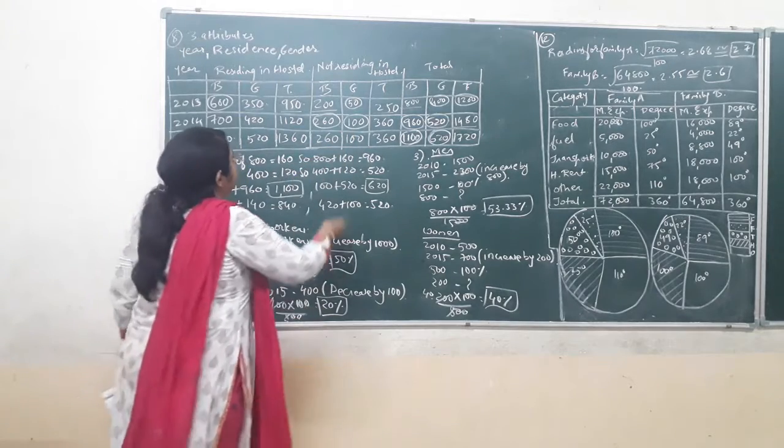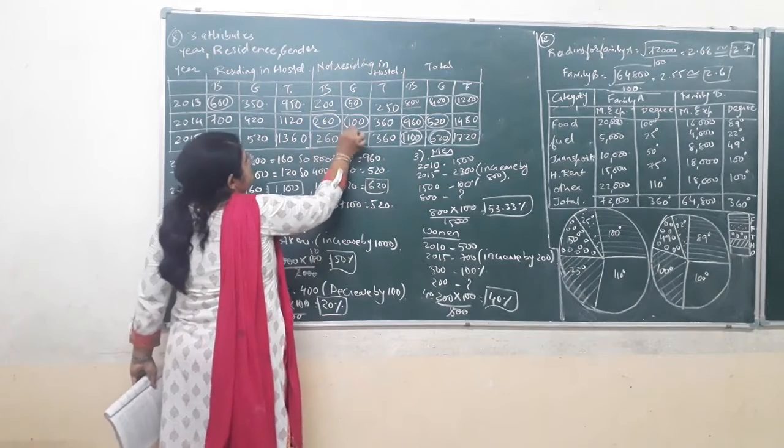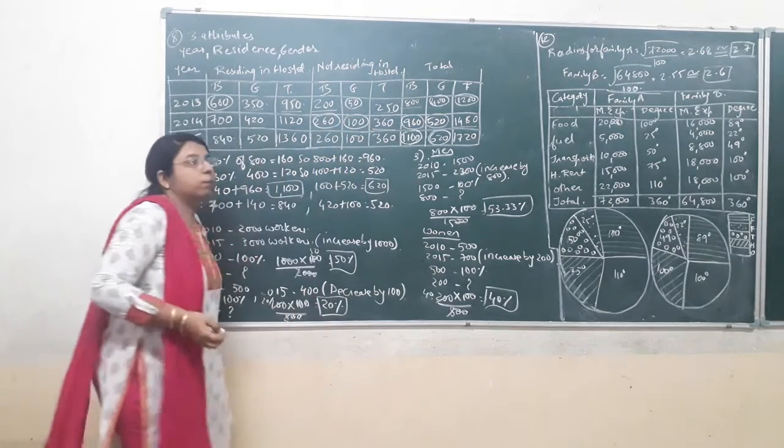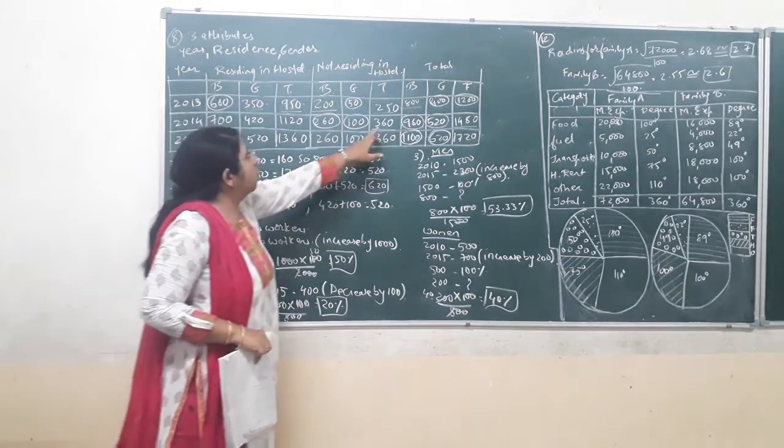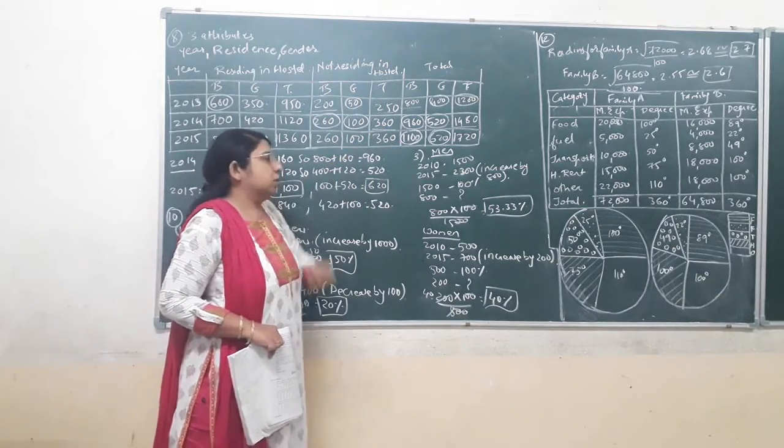Okay, so this value is already given to you in the question, so I have done circles. 260 plus 100, the total will come to 360. That is the total number of students not residing in hostel that we have found out, that is 360.